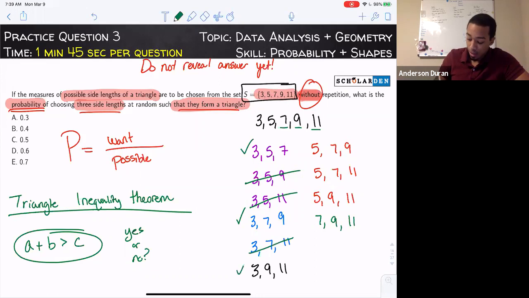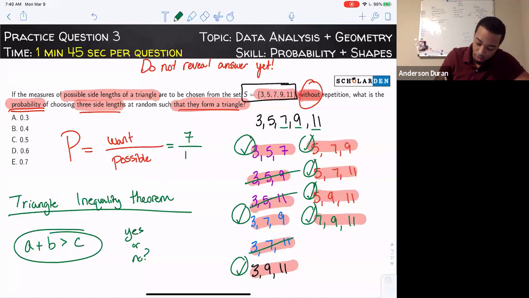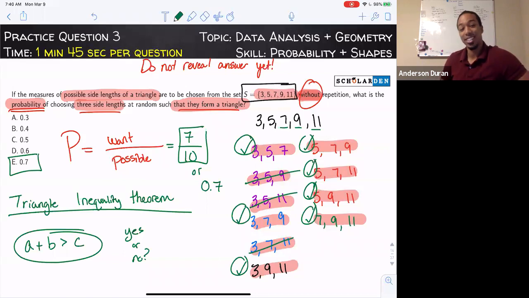3 and 9, is that bigger than 11? Yes, it is. 5 and 7, is that bigger than 9? Yes. 5, 7, is that bigger than 11? Yes. 5, 9, is that bigger than 11? Yes. 7, 9, is that bigger than 11? Yes. So we have 1, 2, 3, 4, 5, 6, 7 different combinations that we like. How many total possibilities are there? 1, 2, 3, 4, 5, 6, 7, 8, 9, 10. So our answer is 7 divided by 10, or 0.7, which is E.